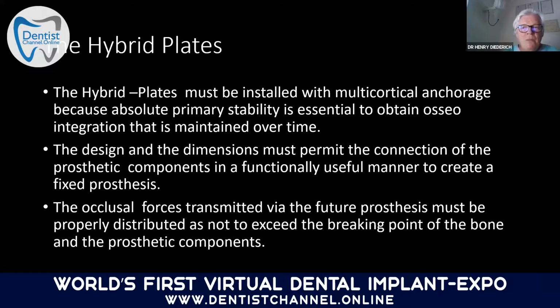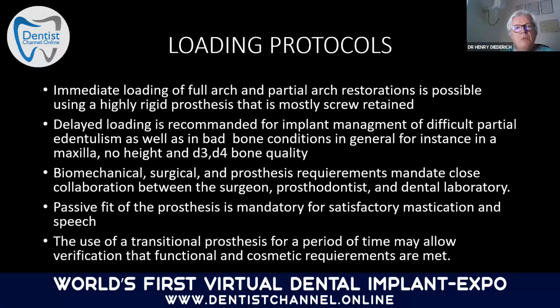So what about to say about the hybrid plates? The hybrid plates must be installed with a multi-cortical anchorage because absolute primary stability is essential to obtain osseointegration that is maintained over time. The design and the dimension must permit the connection of the prosthetic components in a functionally useful manner to create a fixed prosthesis. And the occlusal forces transmitted via the future prosthesis must be properly distributed so as not to exceed the breaking point of the bone and the prosthetic components.